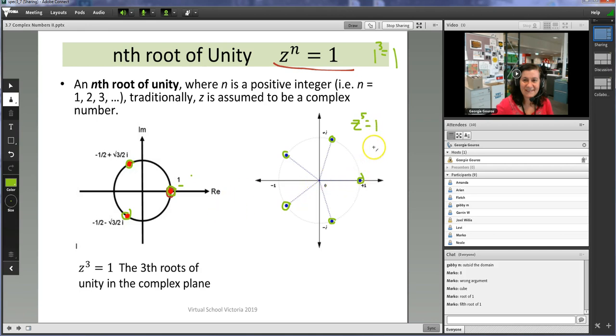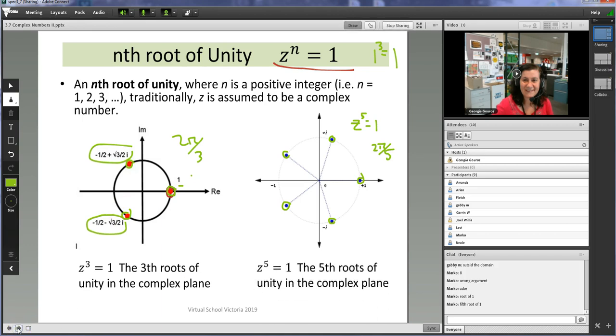So these roots are 2 pi on 5 apart. They're evenly distributed around the Argand plane, around the origin, at an interval of 2 pi on 5. And the cubic roots of 1 are 2 pi on 3 apart. That's there. And you can express them in polar or Cartesian form, but it's easier to work them out in polar form.